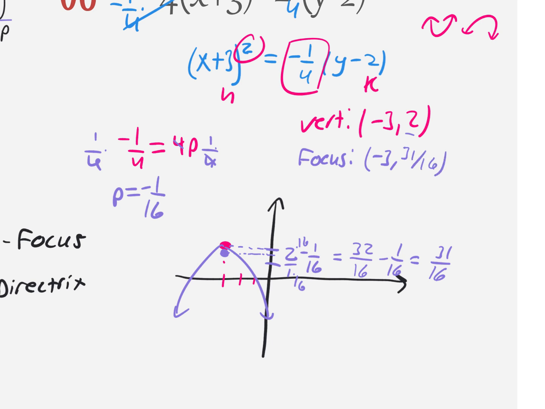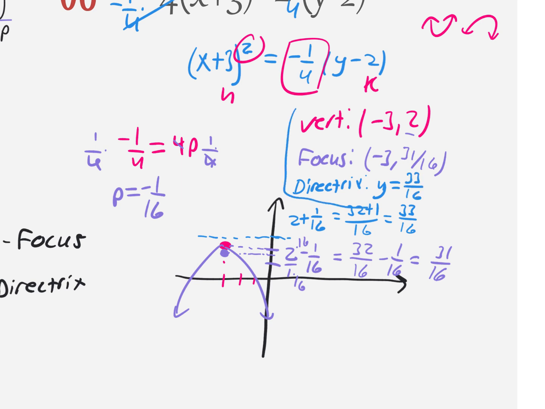All right. And then for your directrix, you're going to do the same thing, just in the opposite direction, right? I'm going to go up now 1/16 of a unit, right? So I'm going to have a y equals, right? Remember, it's 2 plus 1 over 16th. Now you're going in the opposite direction. So we're going to have the same numbers, 32 plus 1 over 16, and that gets you 33 over 16. All right, and this was all the information that we were looking for, plus a general sketch of our graph.